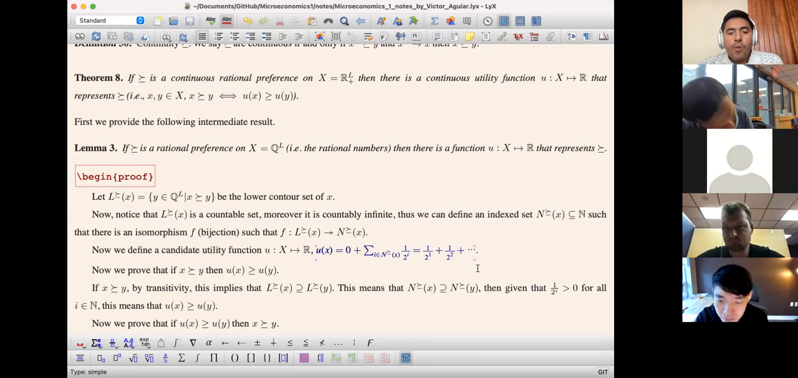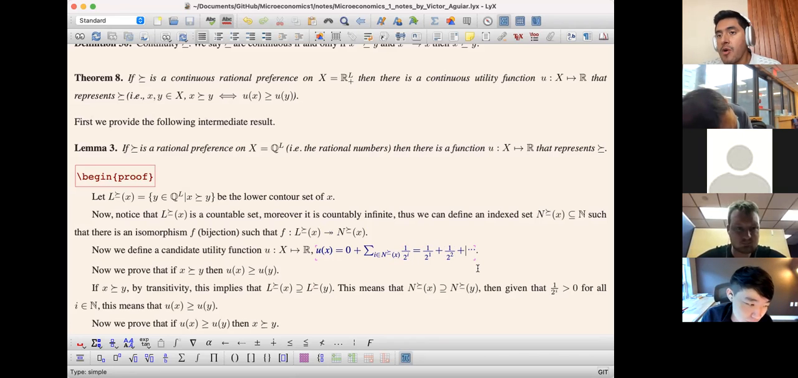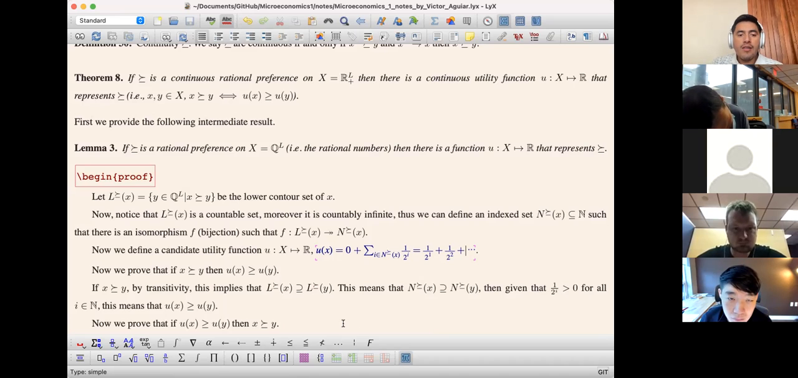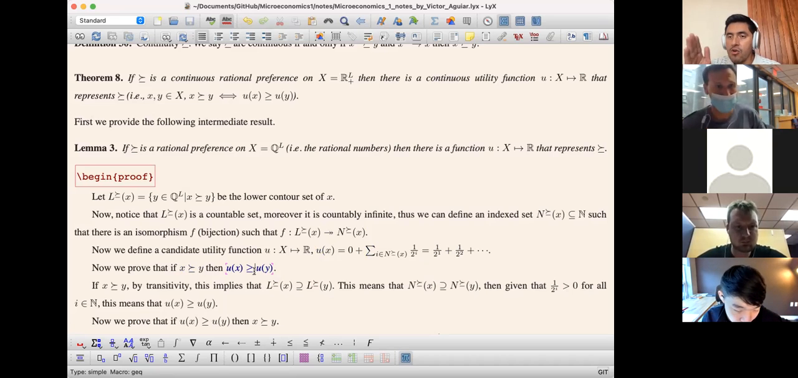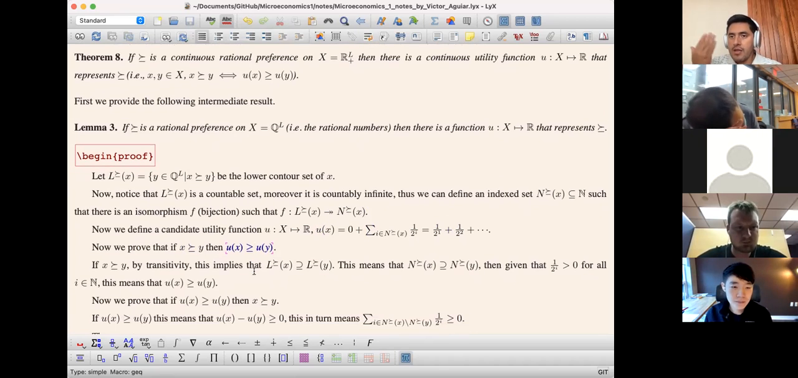So in particular, again, I repeat, there is nothing magical about this thing, except that it converges. So I can replace it by any other summation that does the job, that doesn't go to infinity. And the only thing I really need is the following. I need to prove that if x is preferred to y, then the constructed utility u of x is greater than or equal to u of y. That's the thing I want to show. So let's prove it.